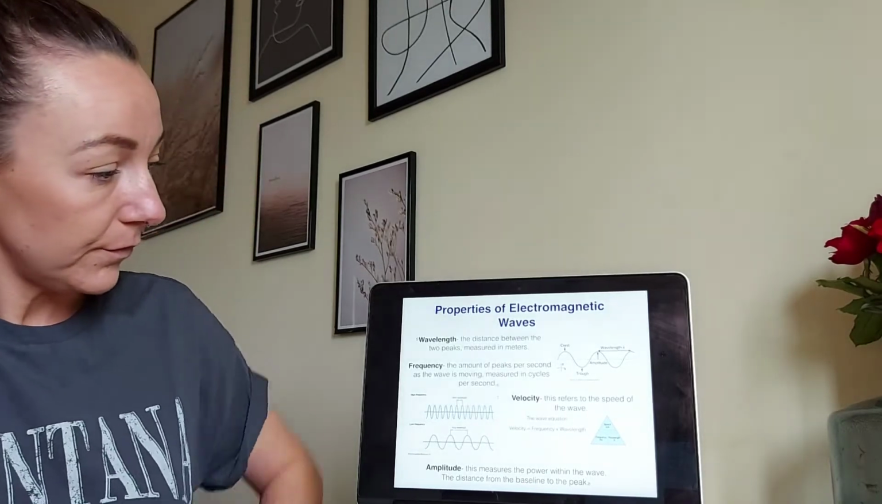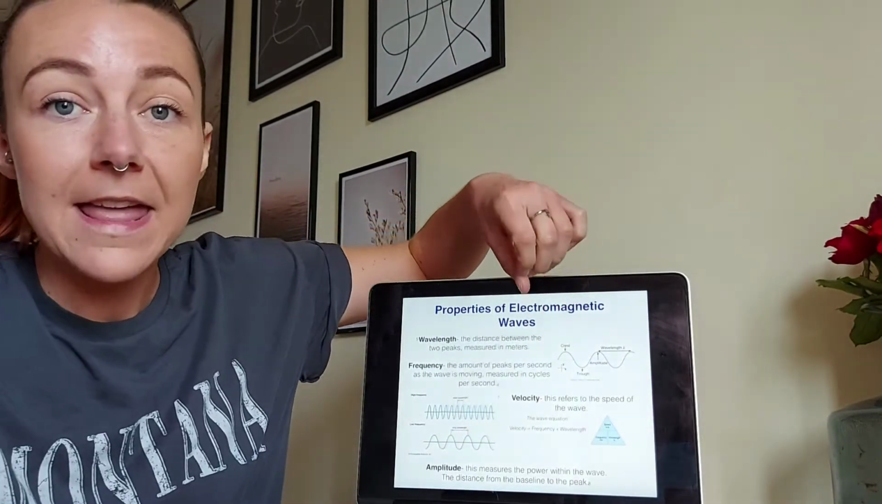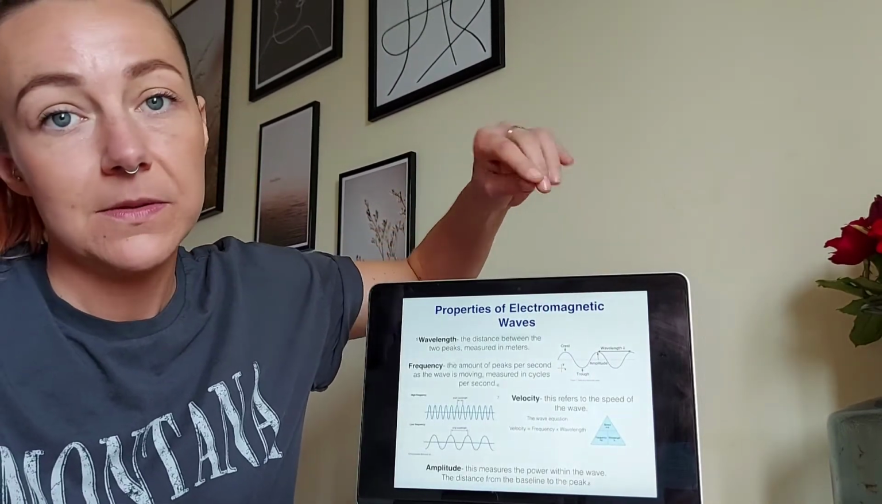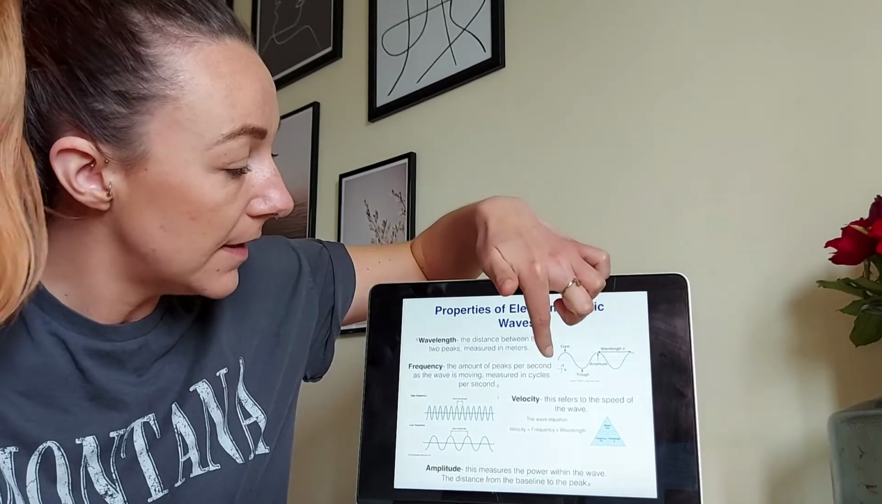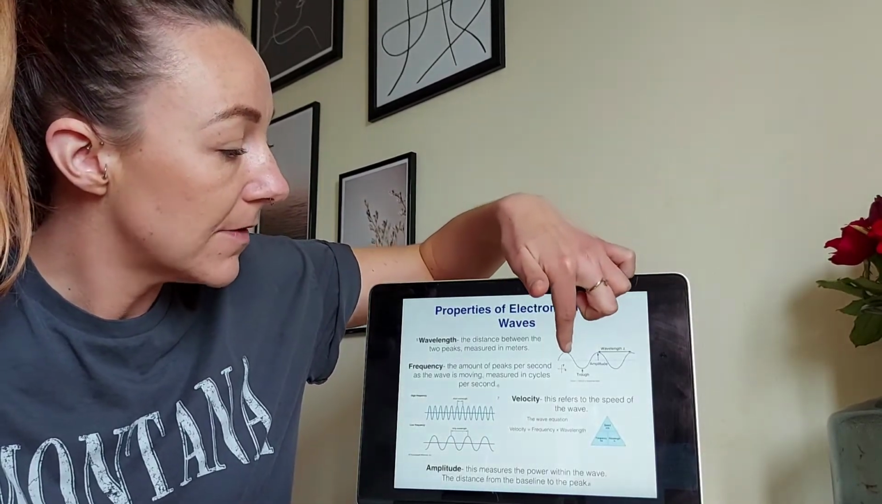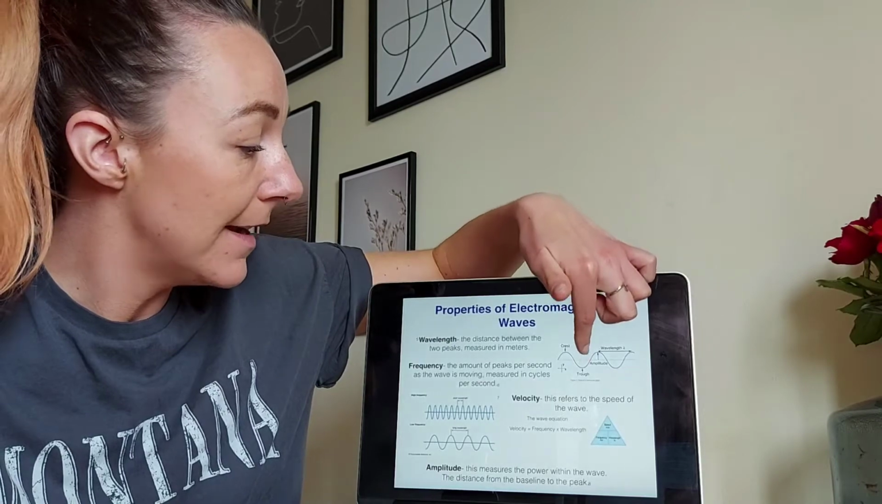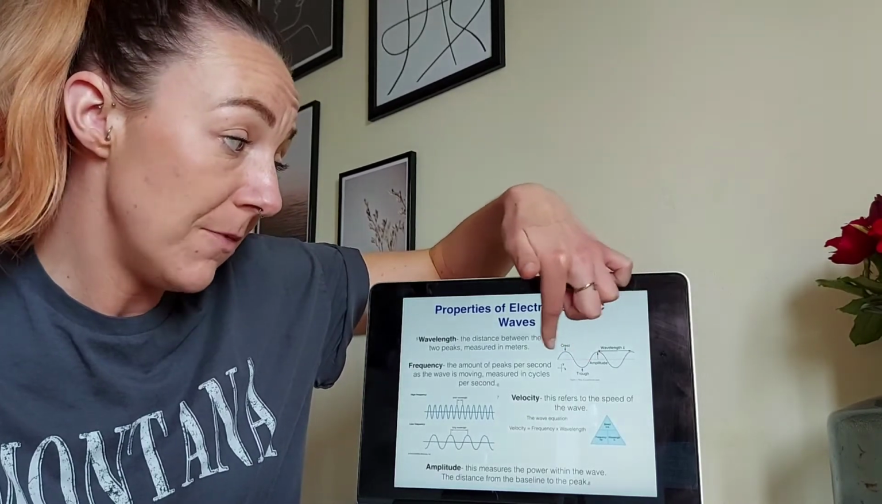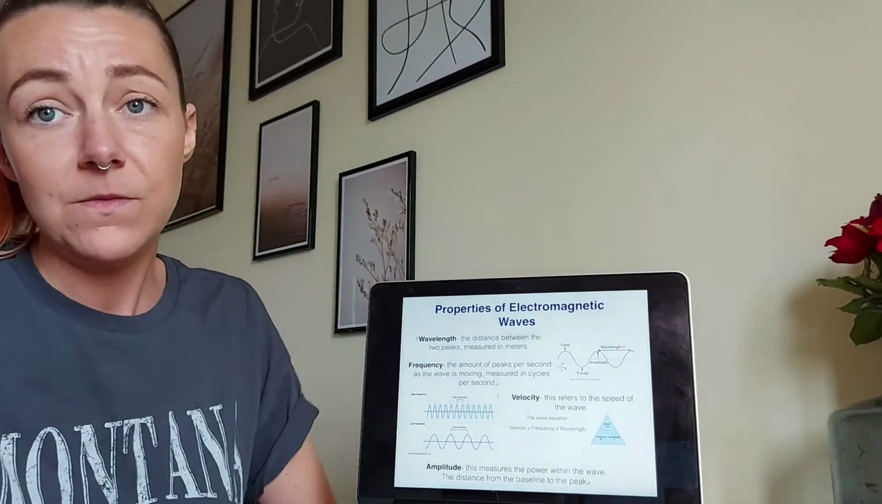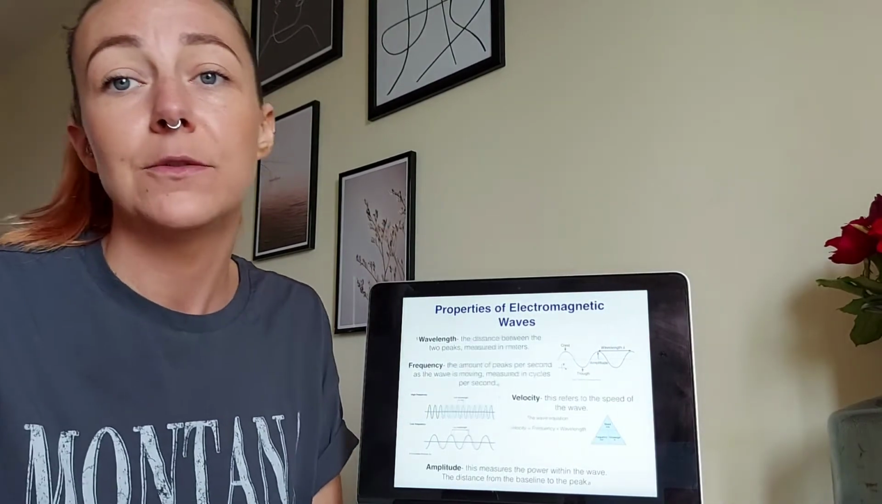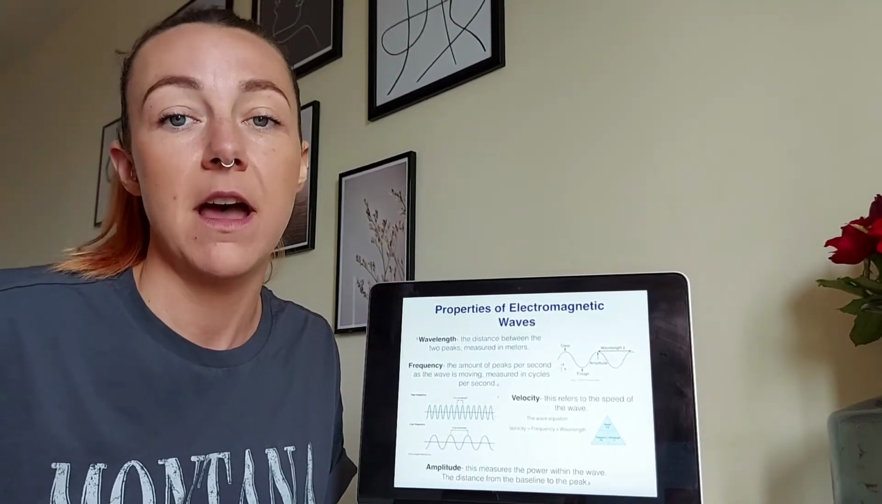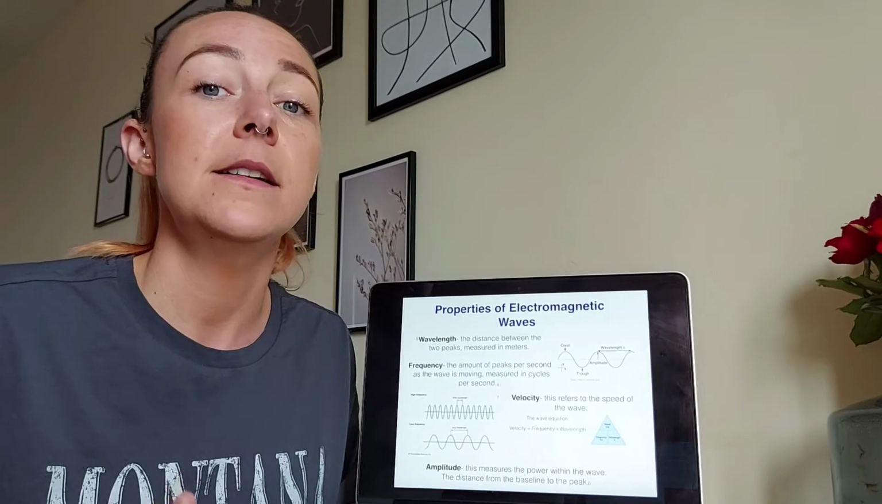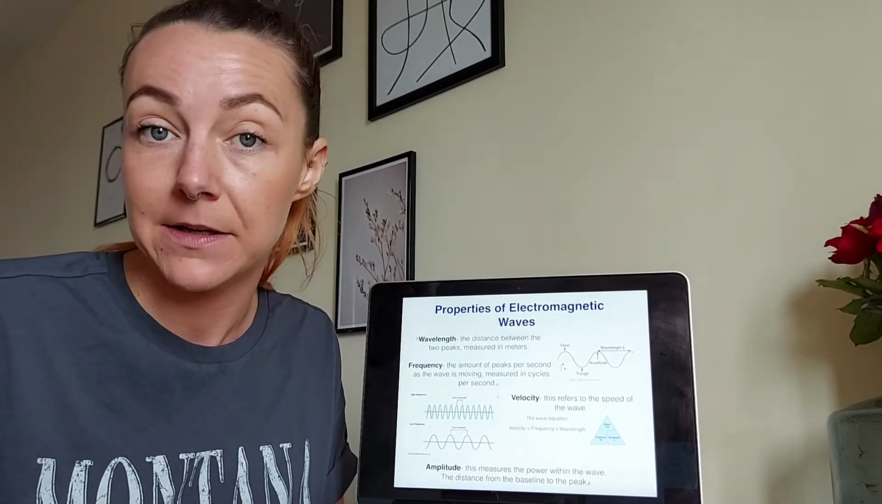So one cycle is when the wave moves from the baseline here up to the crest, down to the trough, and back to the baseline where it started. That counts as one cycle. This is measured in hertz. So 1 hertz is 1 cycle per second.